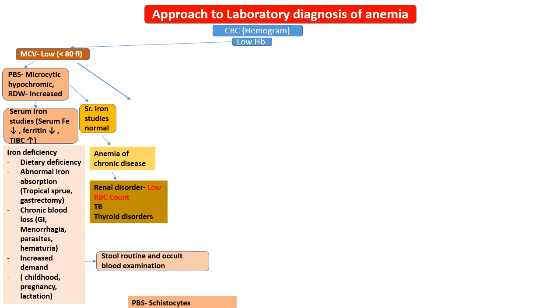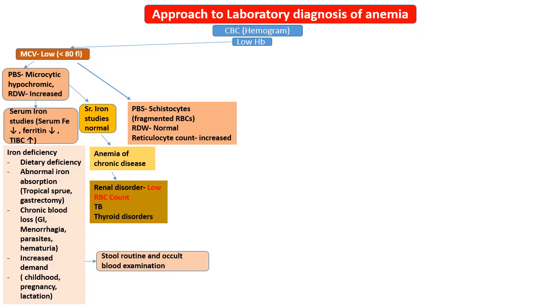Now what will happen if the MCV is low and the peripheral blood smear is showing fragmented RBCs, also called as schistocytes? We will also see the RDW. It will be normal. And the next test which we have to advise is reticulocyte count. If the reticulocyte count is increased, there are fragmented RBCs on the peripheral smear and RDW is normal, the possibility is of thalassemia.